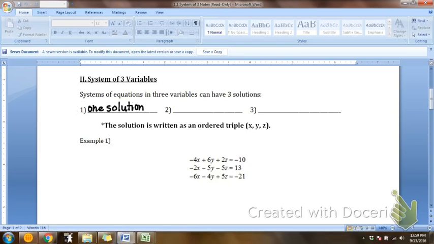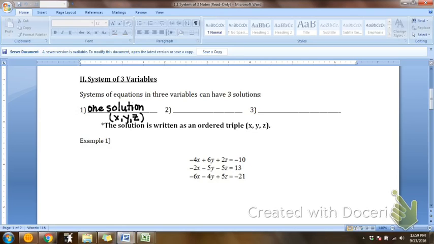But if you look down at the problem that we're getting ready to do, there are three variables. You guys see that? Don't be intimidated. You got this. Okay? So instead of just X, Y, we're actually going to have X, Y, Z. So when we have one solution to an equation, that means we're going to have a value for X, a value for Y, and a value for Z.